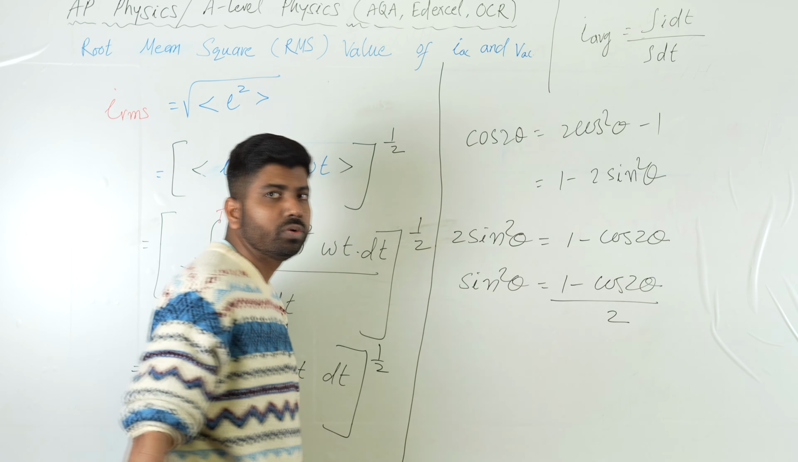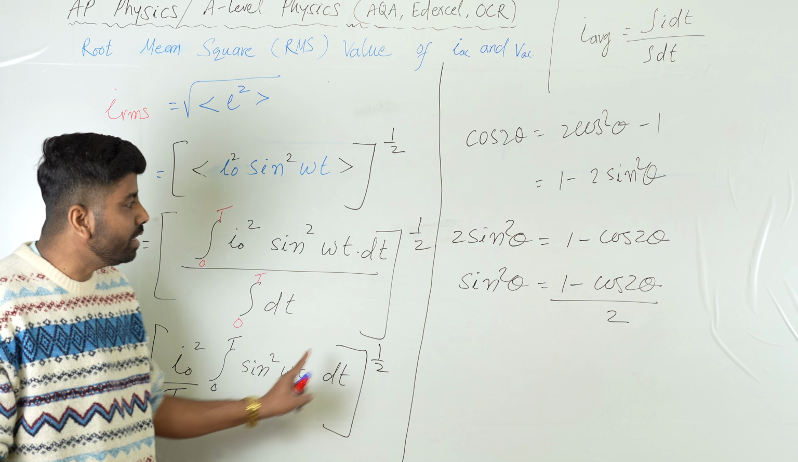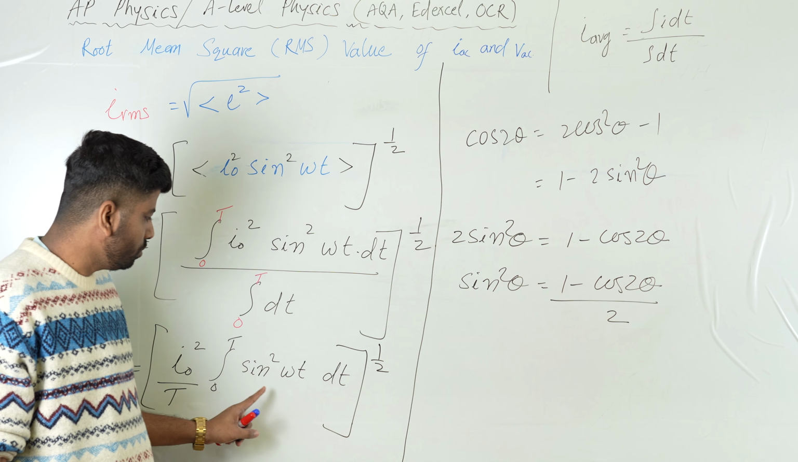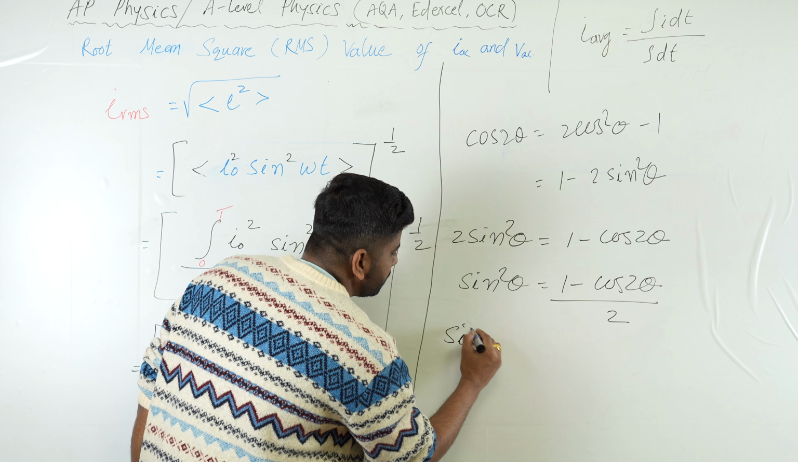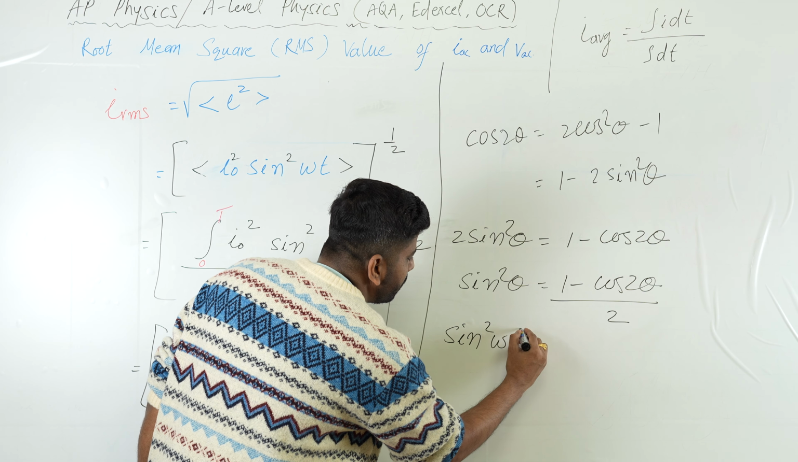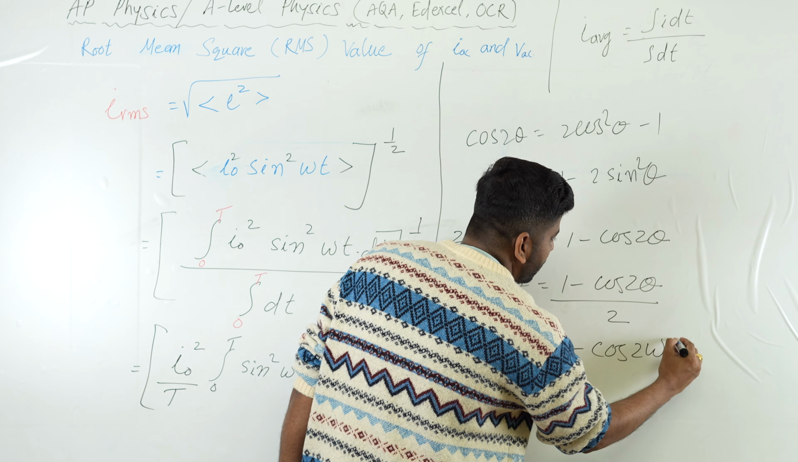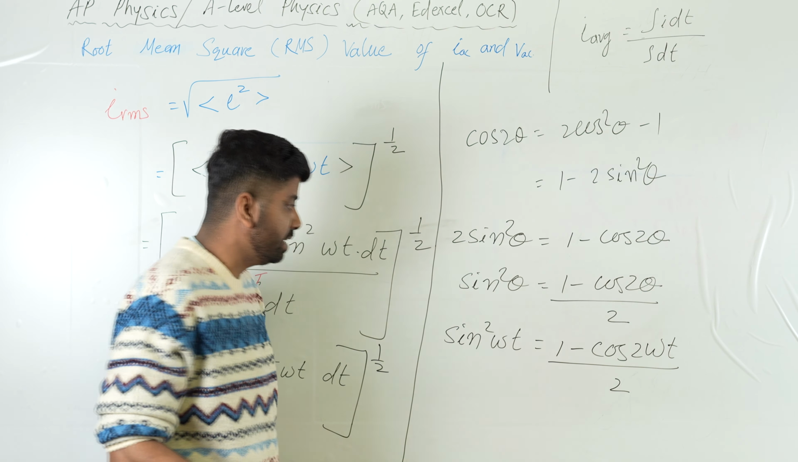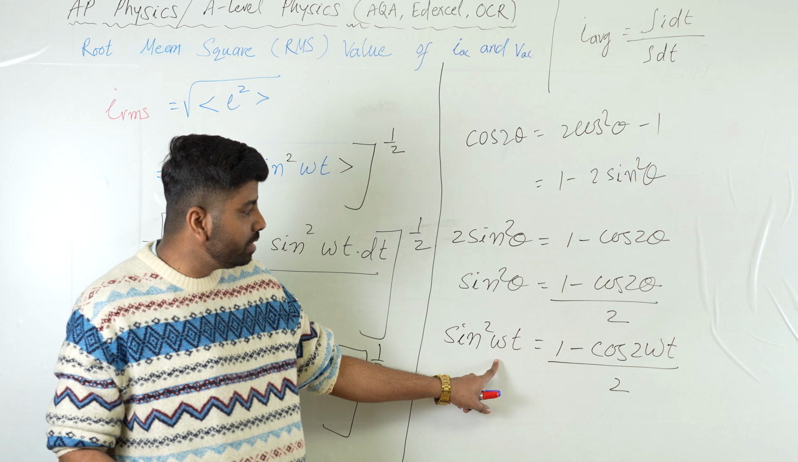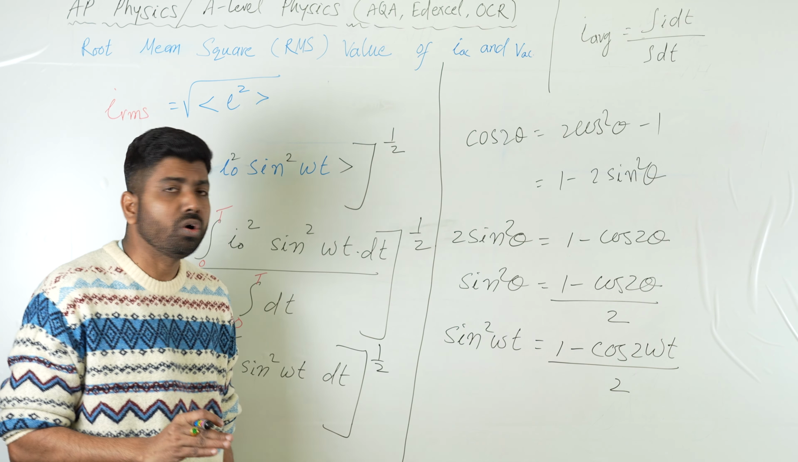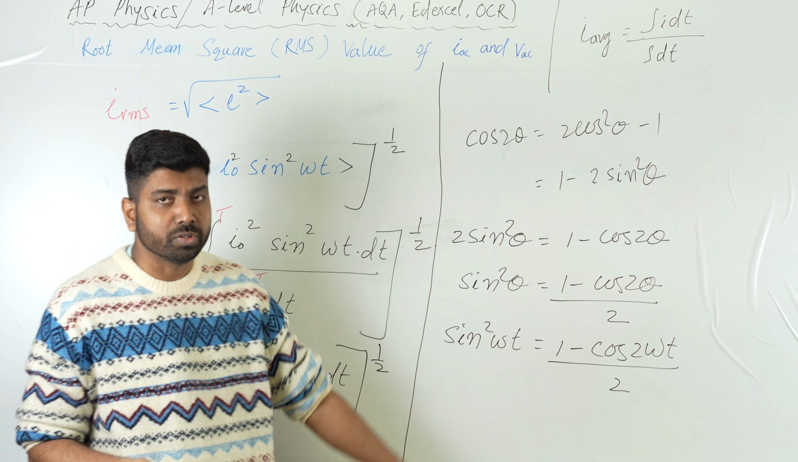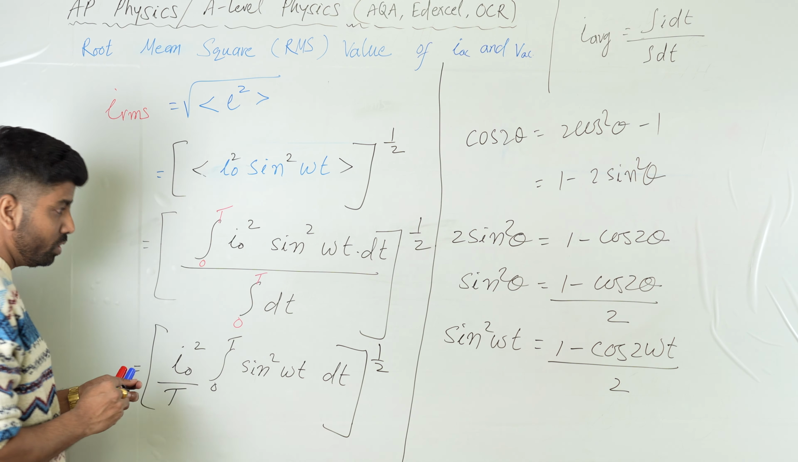I think this is what we will use here for the integration. So this is not the calculation. I'm showing you how to use sine square theta. Since we are talking about sine square omega t, can I write 1 minus cos 2 omega t upon 2? Is it clear to all? Sine square omega t is equal to 1 minus cos 2 omega t upon 2, right?